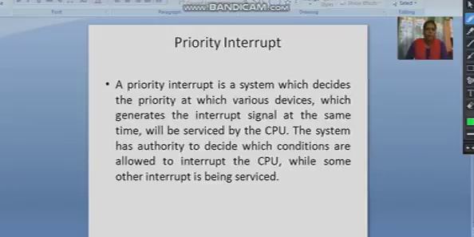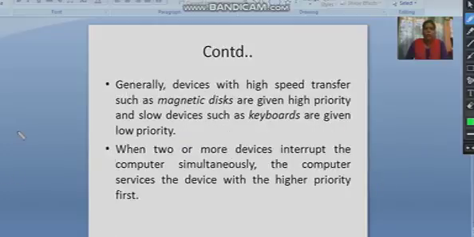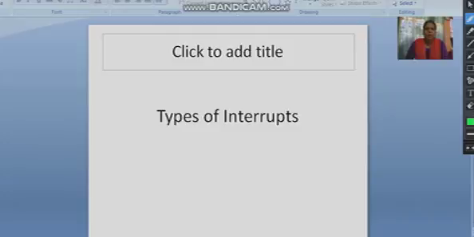Now, in priority interrupts, generally devices with high speed transfer such as magnetic disk are given high priority, and slow devices such as keyboards are given low priority. So on the basis of speed of processing of the different devices, the priorities are assigned. When two or more devices interrupt the computer simultaneously, the computer services the device with the higher priority. Okay, so next we are going to discuss the types of interrupts.